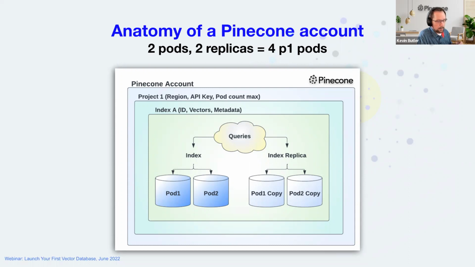P1 pods can hold about 1 million vectors at about a 768 dimension, give or take a little bit of nuance with metadata, depending on the cardinality of your metadata and how much metadata you have. We can always assist you in helping to scale to get that perfect balance between speed and cost effectiveness. So we can evaluate your data and actually come up with that formula with you. So that's kind of high level what the Pinecone account actually looks like.